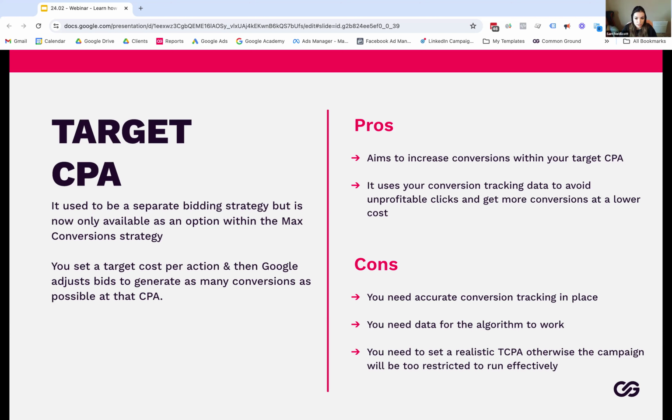It uses your conversion tracking data to reduce the unprofitable clicks and reduce wasted ad spend, to try and keep those costs lower for you. With this, it does need data for the algorithm to work. You can't just set it up from day one. Unfortunately, it doesn't work like that. And you need to be really realistic with your target CPA. If you set it too low, like if over the last 6 months without this your CPA is about £50, you cannot just set up a campaign and say, I want it to be £10. You're just not going to get any traffic. You're not going to get the data because you're restricting it far too much for it to run effectively.